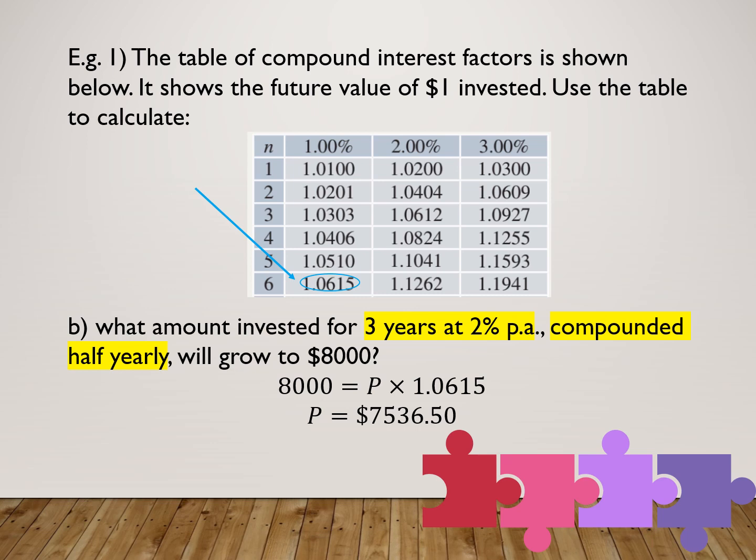And so we know that it grows to 8,000, so we're finding the principal. So the principal times 1.0615 has to equal to 8,000. So the amount you must invest is $7,536.50.